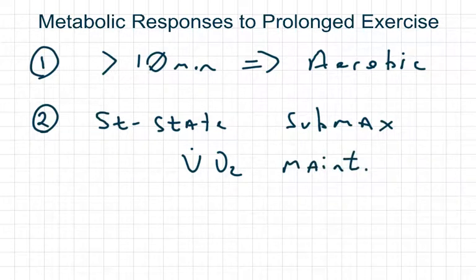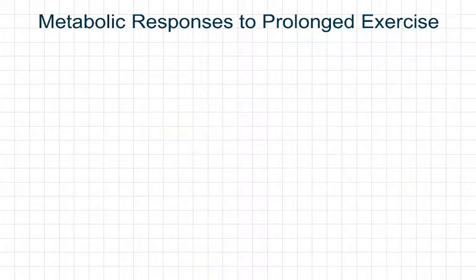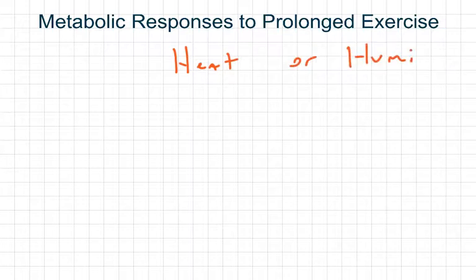Now, when we start introducing environmental factors such as heat and humidity, some of these factors that we've discussed, such as oxygen uptake and so forth, things begin to change. And so when we look at prolonged exercise or high-intensity exercise in a hot or humid environment, what we see is a right shift of the VO2 or oxygen uptake curve.